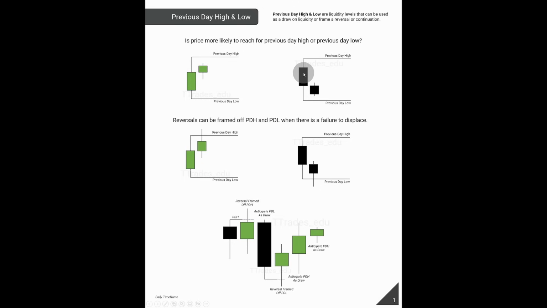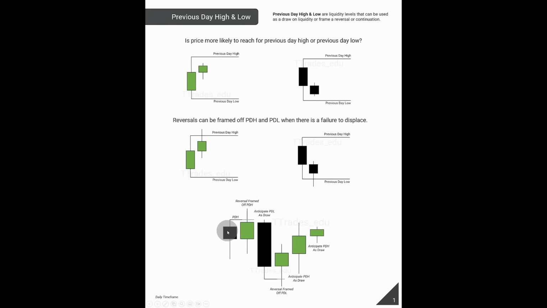Similarly, over here, we are trending down, so I'd expect price to reach for previous day low. Previous day high and low can also be used as liquidity pools to frame a reversal. So for example, here we reach into this previous day high, we can't displace above it, and price reverses. Similarly, over here, we reach below this previous day low, can't displace, and we come back in the range.